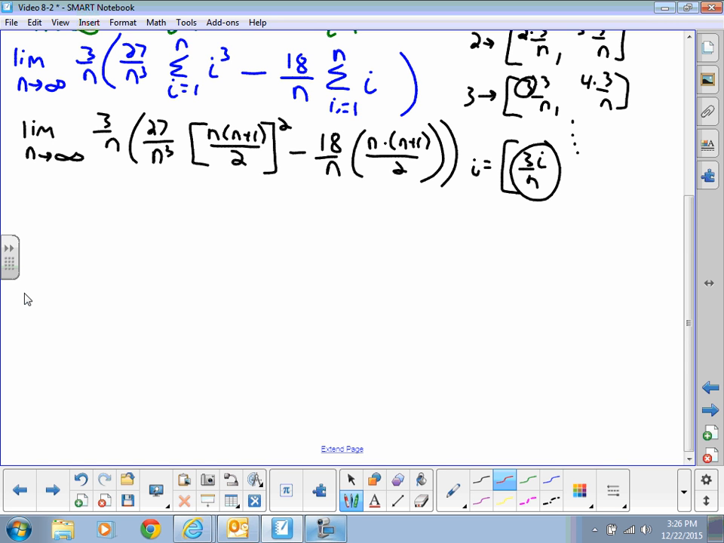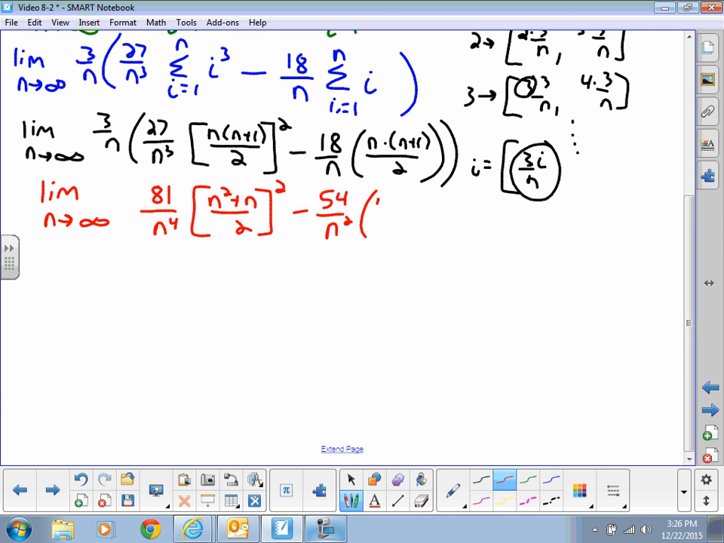up. Well, first thing I'm going to do is distribute the 3 over n to each of those. So this will become the limit as n approaches infinity of 81 over n to the 4th. I'm going to distribute the n and make this n squared plus n over 2, all squared. Again, we distributed the 3 over n, so this becomes minus 54 over n squared. And this one, I'm going to leave as n times n plus 1, and you'll see why shortly, all over 2.